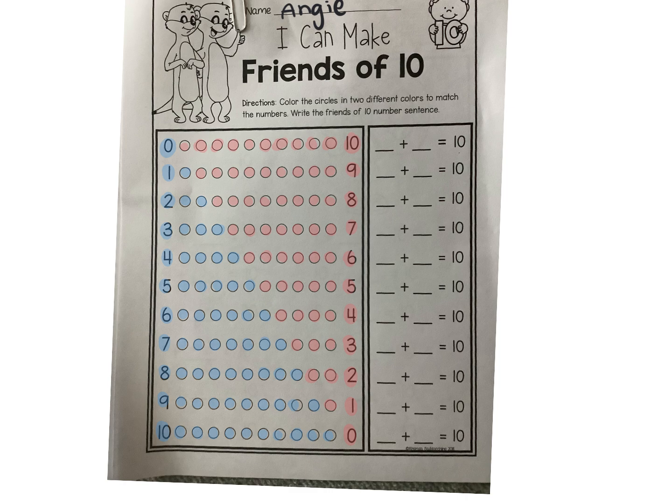So now on the right hand side, I want you to write the 10 friends. 0 and 10. Then we have 1 and 9. 2 and 8. 3 and 7. What would the next numbers be? 4 and 6. 5 and 5.